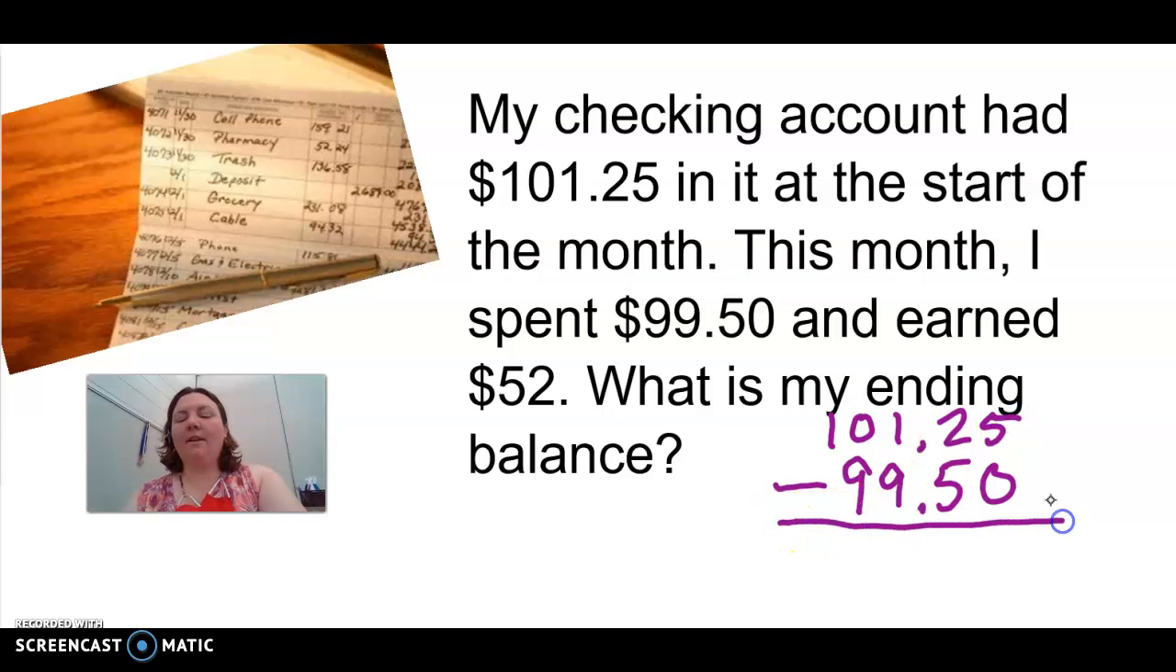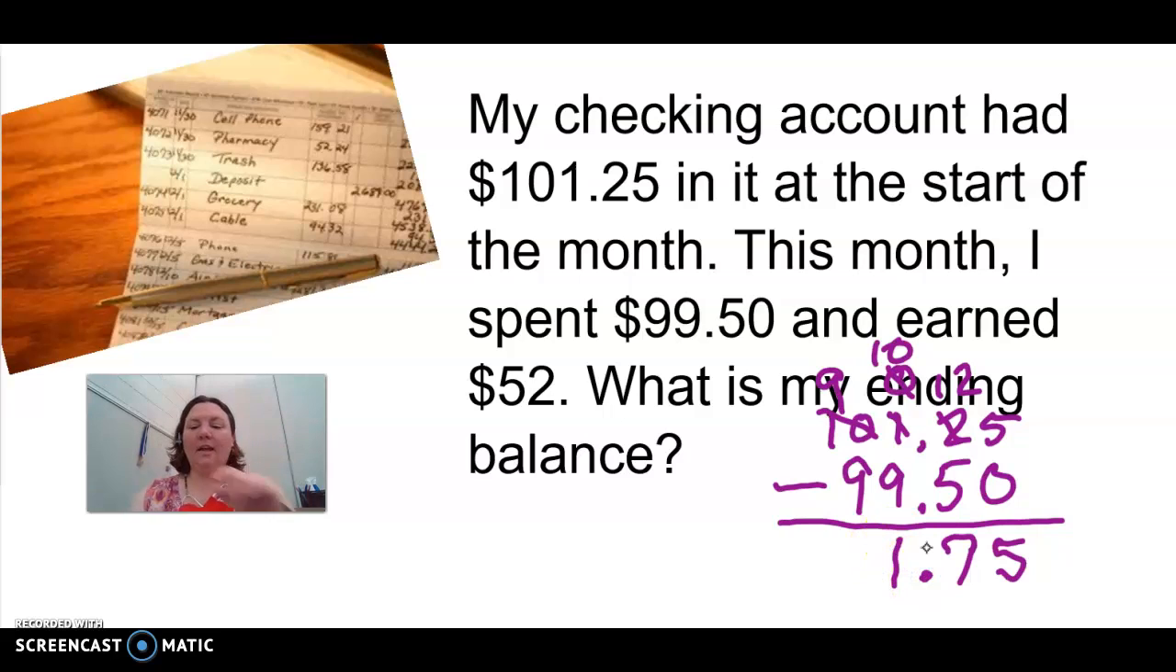So I spend $99.50, and I want to know how much is left in my account after that. And the answer is not much, which will become a 10, and that'll become a 9. Oops, I have an error already, because 5 minus 0 is 5, not 0, and 10 minus 9 is 1. So if I spend $99.50, I'm only going to have $1.75 left in my checking account.